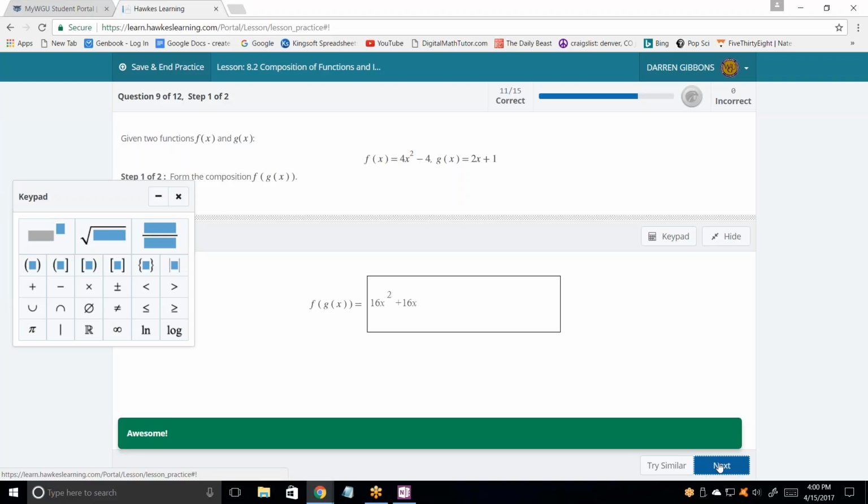All right, my brain is even fried a little bit. Yours must be too. Yeah, I think we're good. So go to save and end practice. What's that? Go to save and end practice. Okay, yeah.